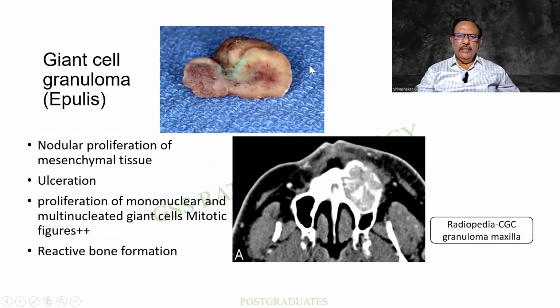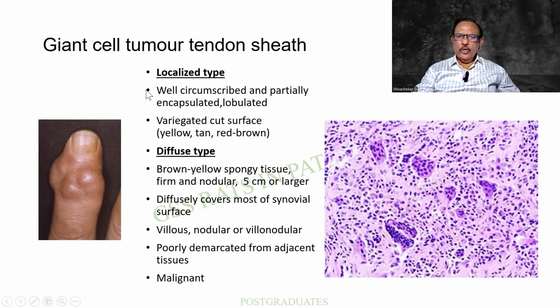The giant cell epulis, this is how it appears. Again, there can be a central hemorrhagic nidus surrounded by a more hard or sclerotic bone. And that is exactly what this radiology depicts. There can be ulceration of the overlying, and sometimes there can be increased mitotic figures. Giant cell tumor of the tendon sheath, an exam slide for us.